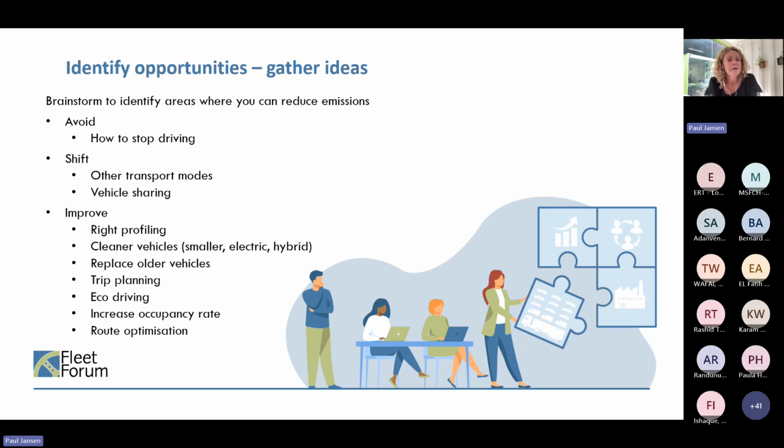And then, of course, in the improvement sections, there is quite a lot. Right profiling, like I said before, making sure that you use the right vehicle, and try out lighter, smaller vehicles to see if they work in your environment. Replace older vehicles, but also invest in trip planning and eco driving with your drivers. They can have a huge impact on your fuel consumption. And then, of course, also increase the occupancy rates.